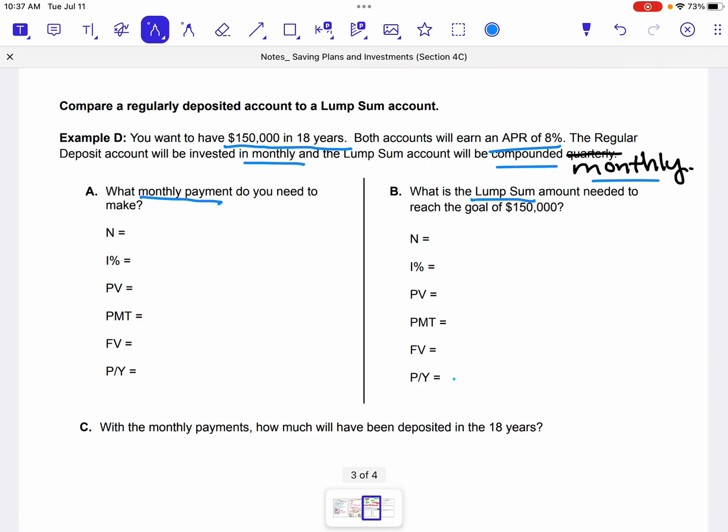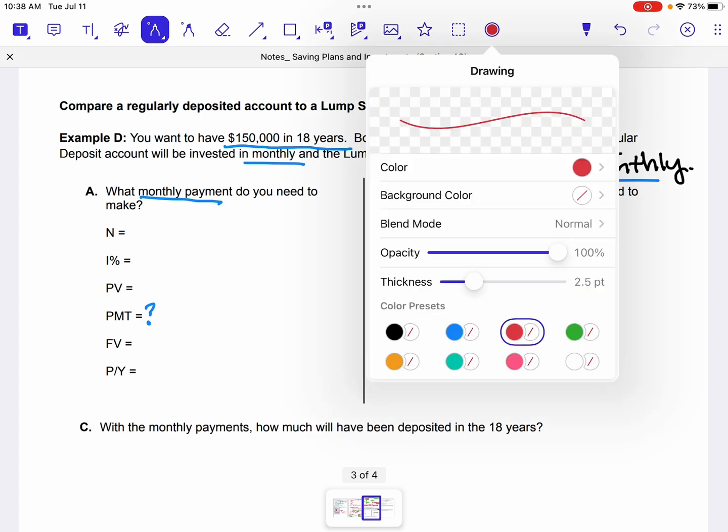So let's fill in what we'd put in our calculator, and then we're going to switch to our TVM solver and see what the difference is. So the big difference here is what are we solving for? On part A, where we're looking for that monthly payment, our unknown is going to be the payment amount. Whereas when we're doing the lump sum, the unknown is going to be that present value. So something to keep in mind as we're working here is that when we talk about present value, it's another term for our lump sum. How much did we invest up front?